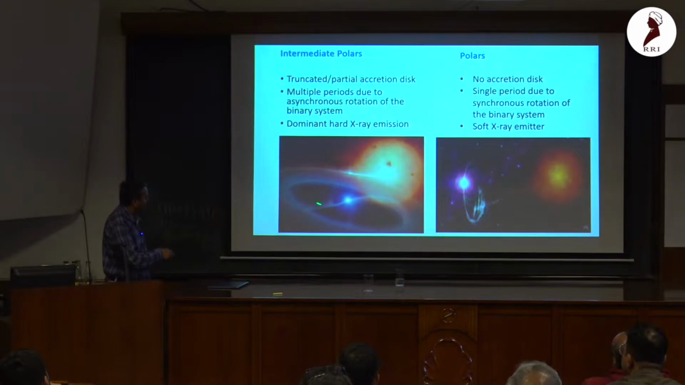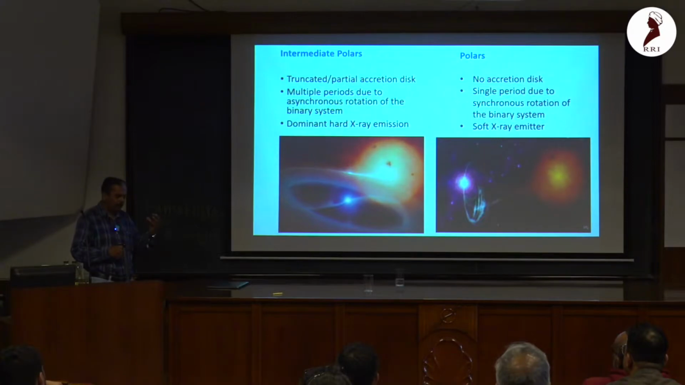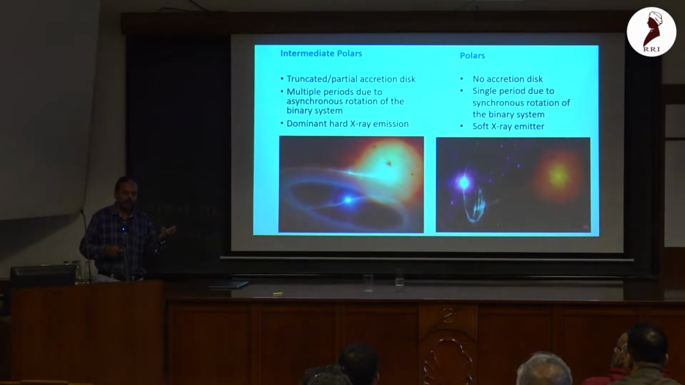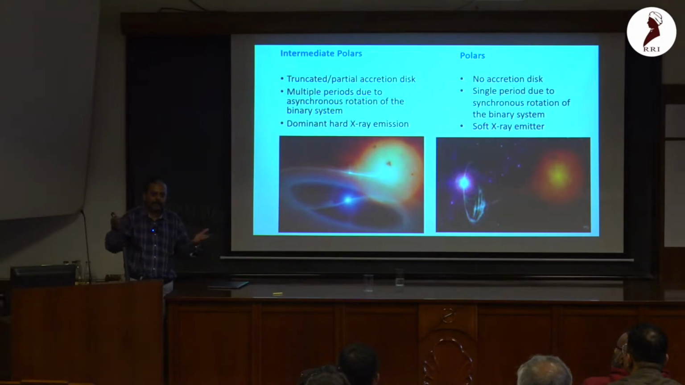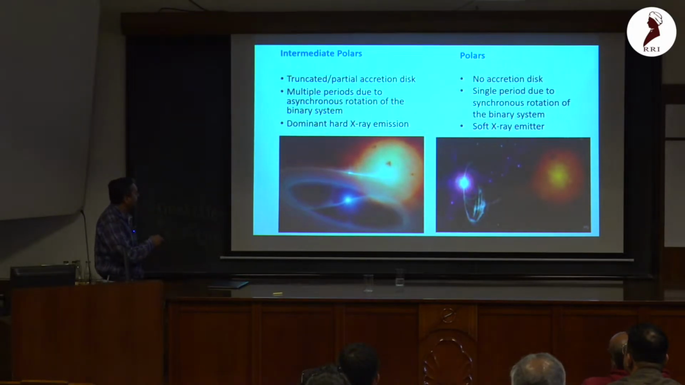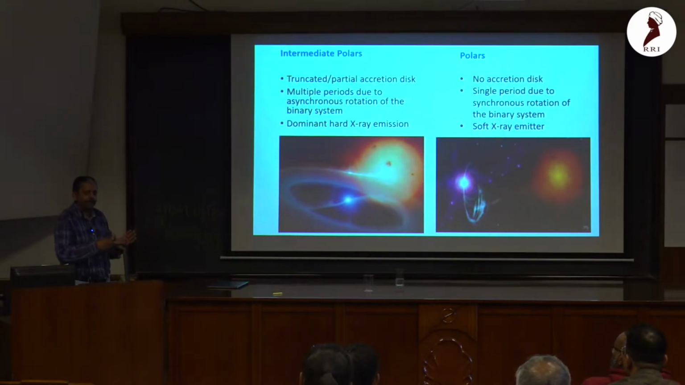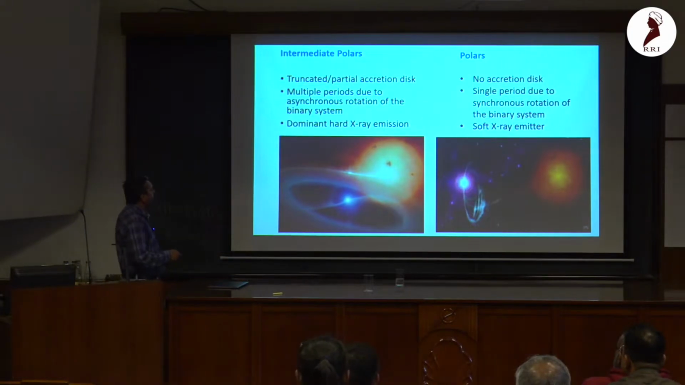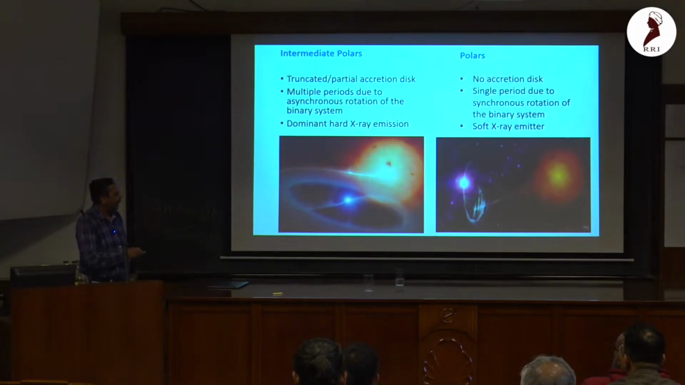Whereas in this system, where the magnetic field is not so strong, it allows the white dwarf to spin at a different rate compared to the orbital period. So when you look for periodicity in the light curve of the system, you will see at least two periods, one is the spin and one is the orbital period. That is another observational difference between the two systems. Observationally, it has also been seen that IPs are mostly dominant in hard X-rays, about 10 keV or so, and polars are mostly observed in the soft X-rays.